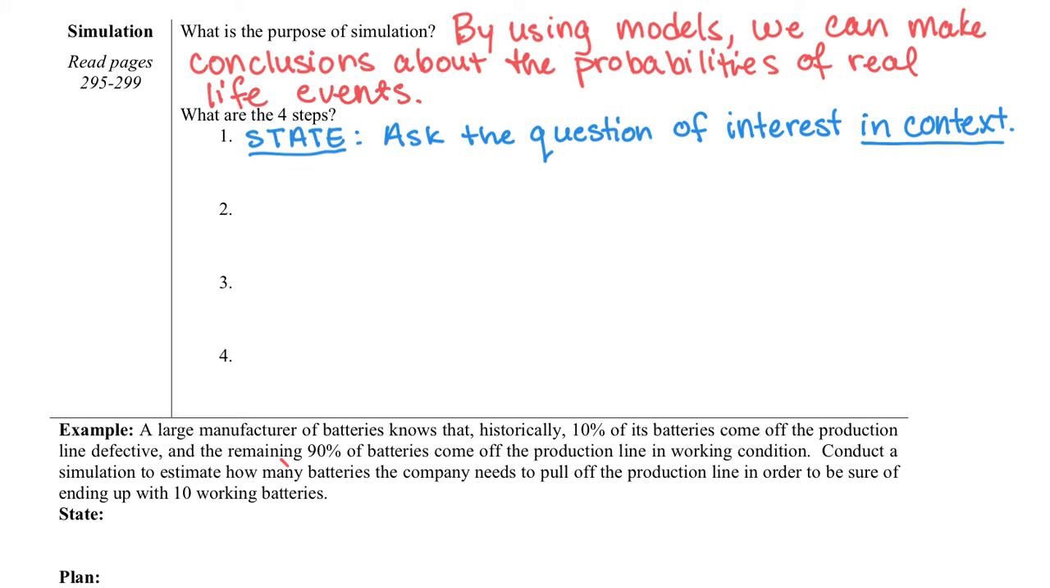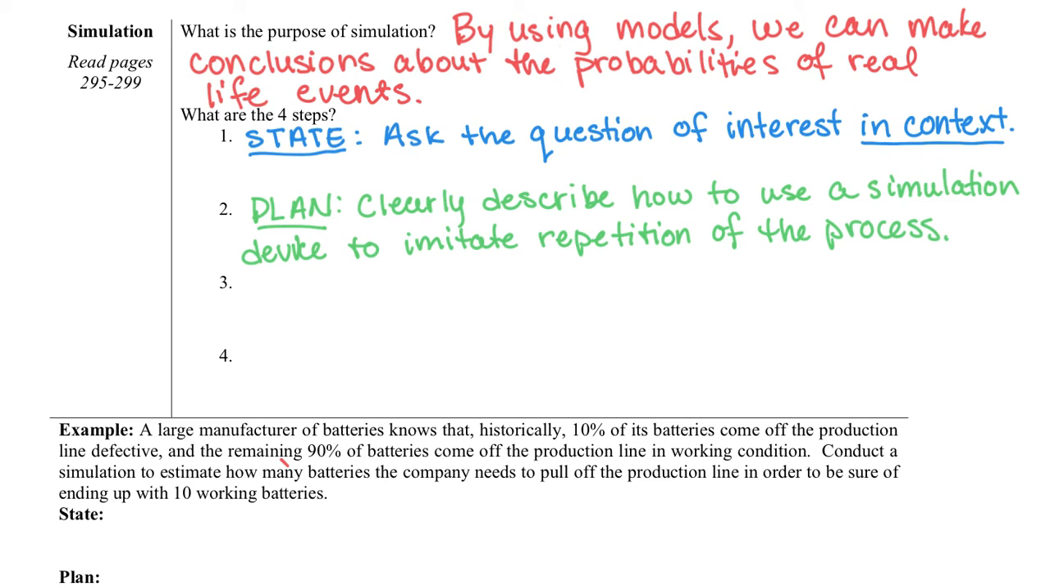Step 2 is to plan. We want to clearly describe how to use a simulation device to imitate the repetition of the process. In other words, you want to say it clearly enough so that somebody else can read your directions and do the exact same simulation. This second part is the part I see students try to take shortcuts on, and you will not get this part correct if you don't give a clear explanation.